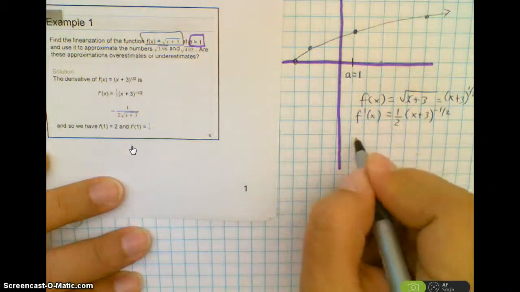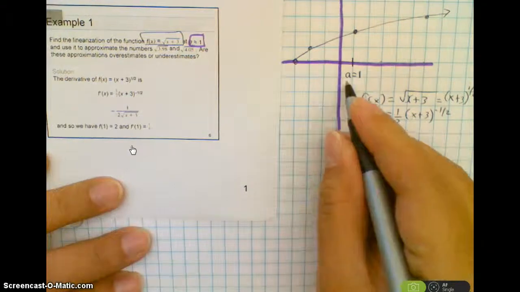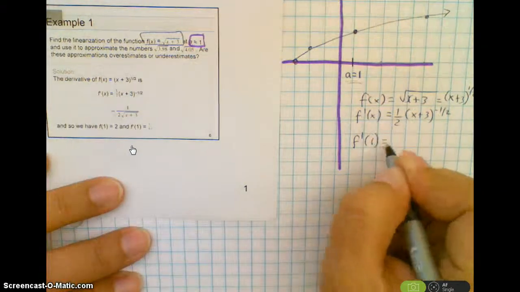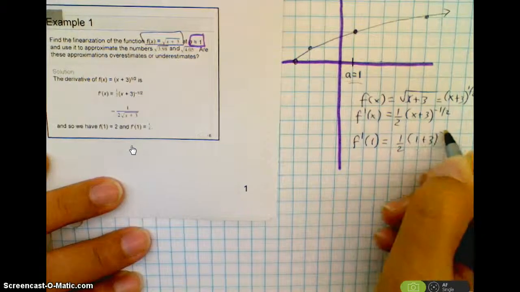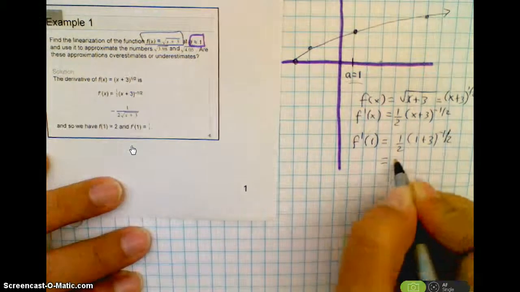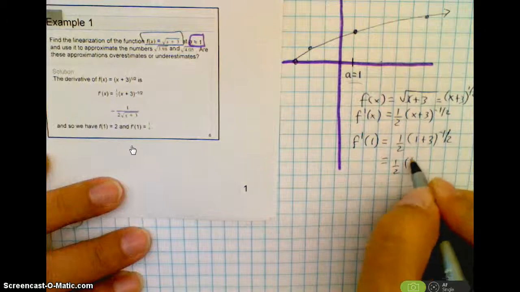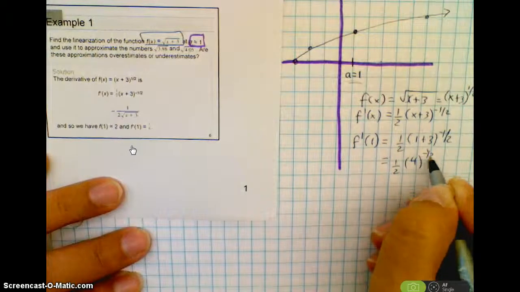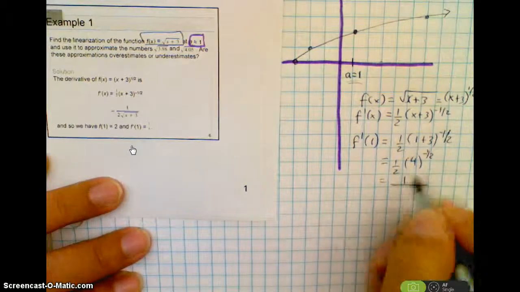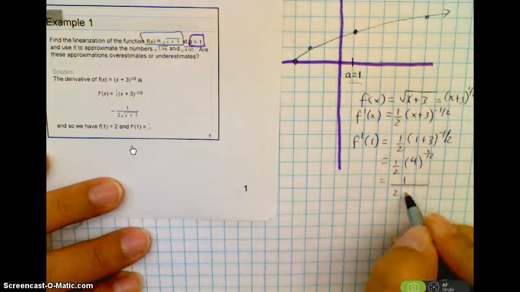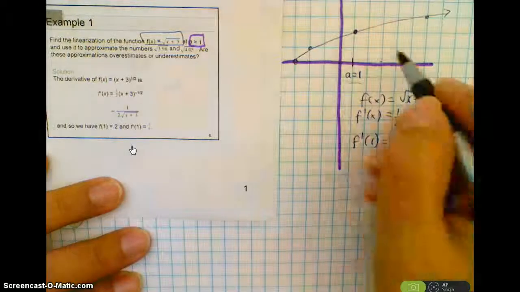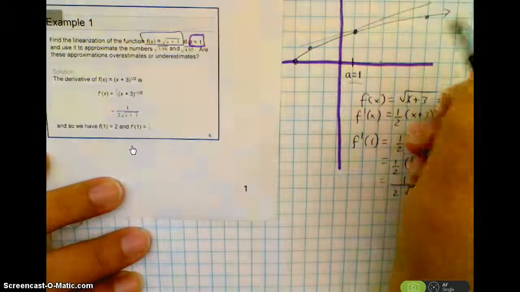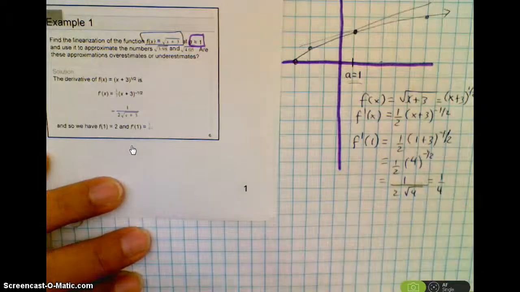And then I'm going to find f prime of my value of interest, which is 1. So f prime of 1, that just means I evaluate at 1. So 1/2 times 4 to the negative 1/2. Remember that the negative makes a reciprocal, so this is 1 over the square root of 4, and that will be 1/4. So that means the tangent line has a slope of 1/4.